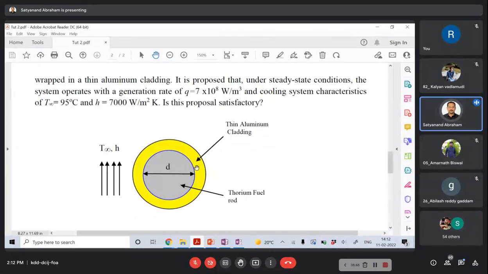Since we are saying the thickness of the aluminum cladding is negligible, it does have some thickness, but it is negligible. So whatever heat is coming in is going out. So the outer diameter of the cladding as well as the inner diameter can be given as the same diameter d. Okay.